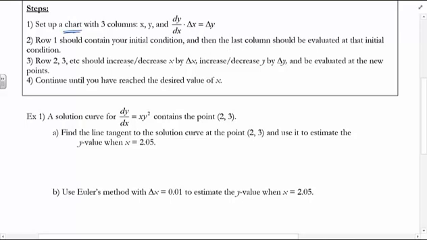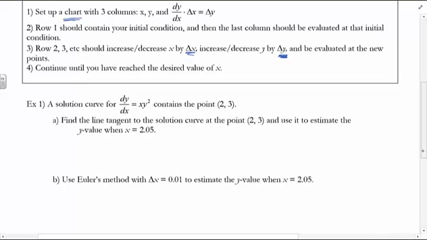Rows 2 and 3 should each increase or decrease x by a delta x. That'll be given to you. It will then increase or decrease y by the delta y that you calculate. And then you continue on and on. So what does all that mean? What does it look like?